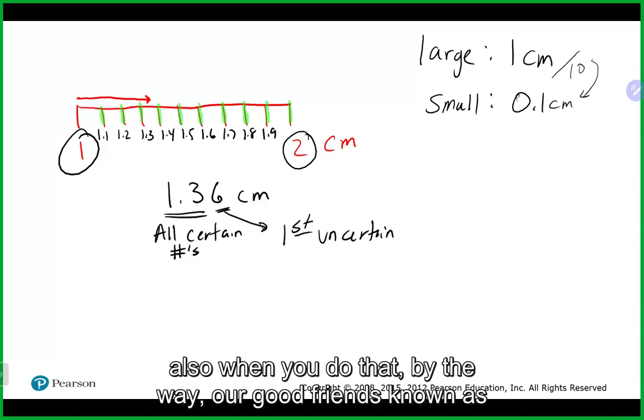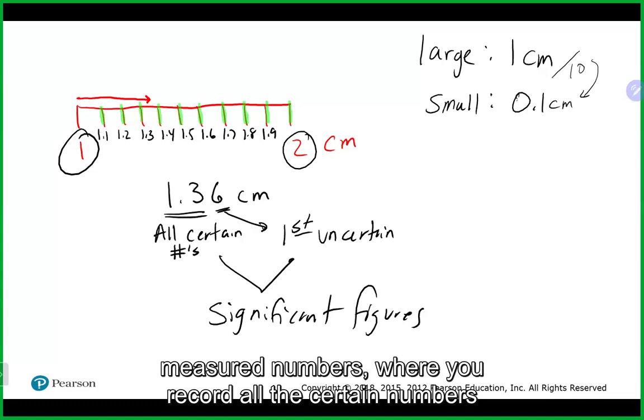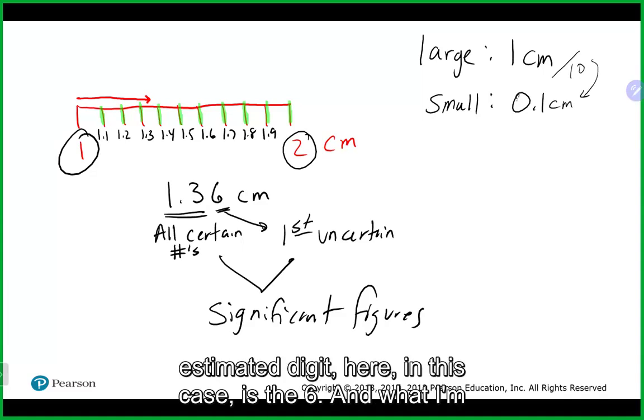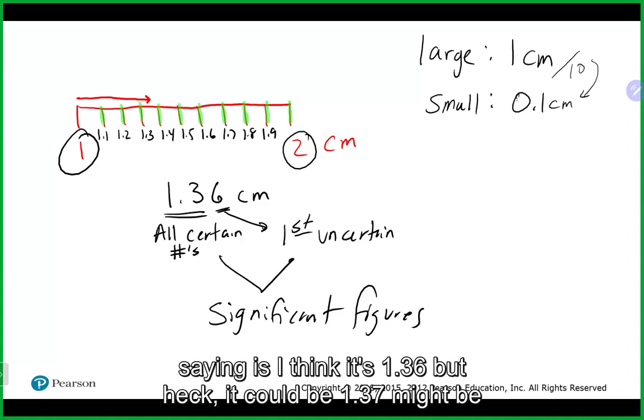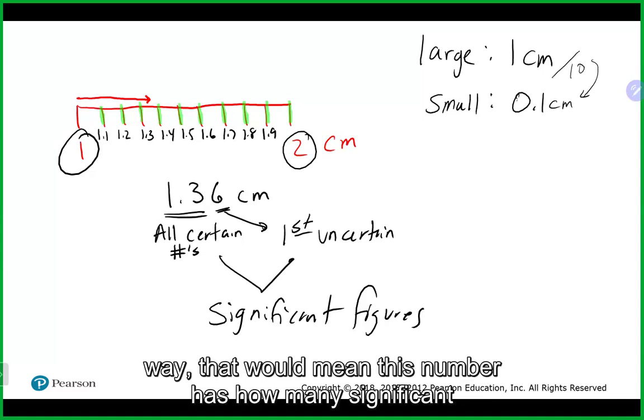That is also, when you do that, by the way, our good friends known as significant figures. So significant figures comes from measured numbers, where you record all the certain numbers plus the first uncertain number. The uncertainty, or the estimated digit here, in this case, is the 6. And what I'm saying is I think it's 1.36, but heck, it could be 1.37, might be 1.35. The uncertainty actually lies in that last digit. By the way, that would mean this number has how many significant figures?